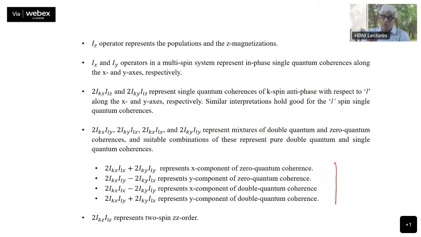But you have to devise other methods to get the information about these, so as to modulate your observable single quantum coherence. That is what will happen in all various kinds of multiple quantum experiments and in other correlation experiments also. So this is the basic principle, the fundamentals of product operator formalism. I think we'll stop here.